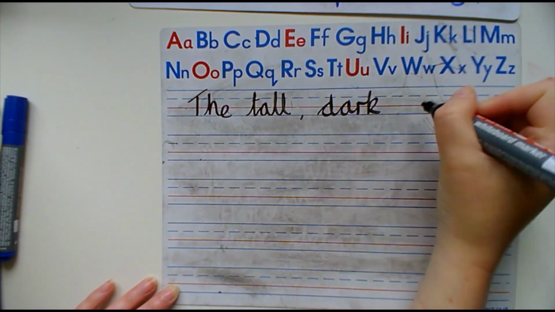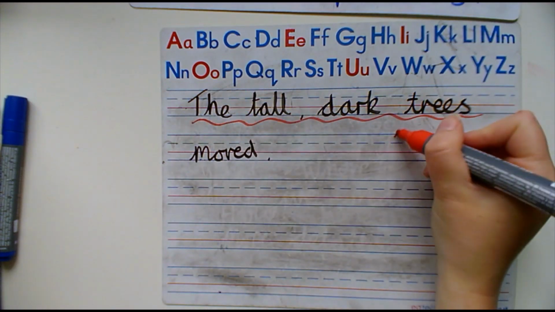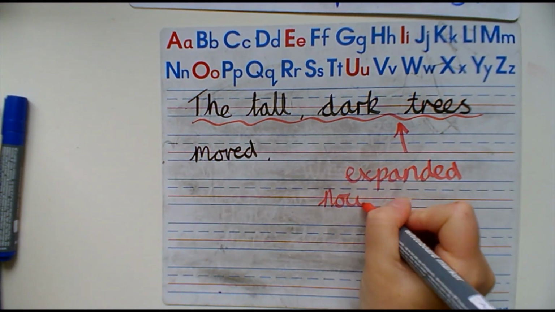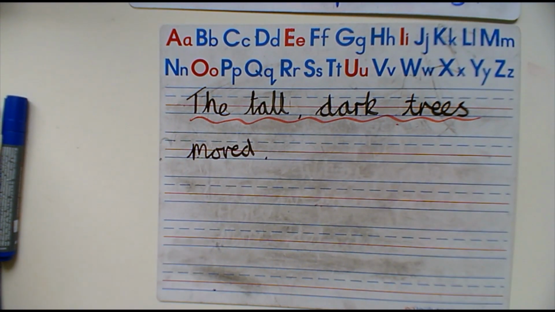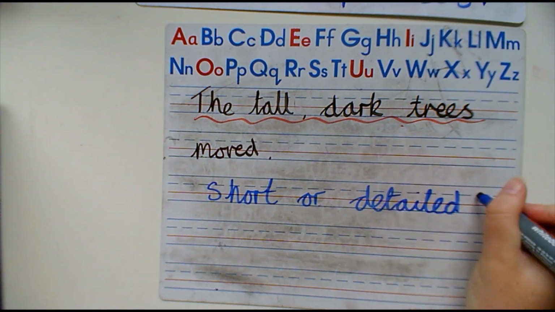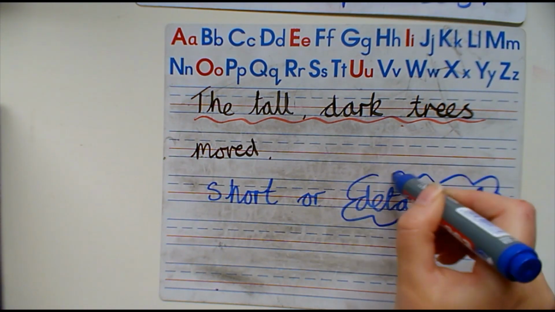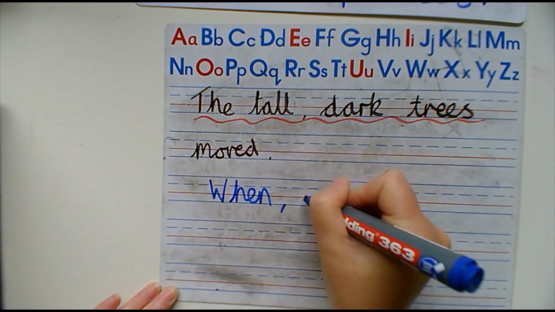So let's put it in a sentence. The tall, dark trees moved. To turn it into a sentence, I've added a verb to my expanded noun phrase. Now this is quite a short sentence. Sometimes we want a short sentence, particularly to create tension, but sometimes we want it to be more detailed if we're describing something. So we're going to write a detailed sentence.